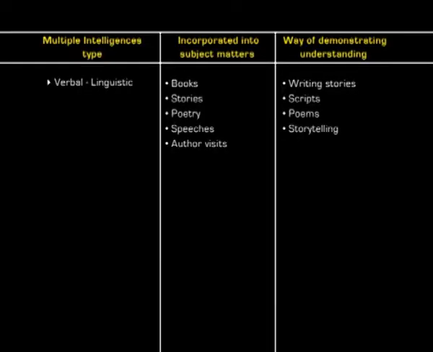Multiple intelligence type: verbal linguistic. Incorporated into subject matter: books, stories, poetry, speeches, author visits. Way of demonstrating or understanding: writing stories, scripts, poems, storytelling.